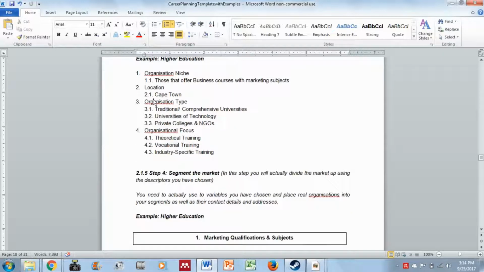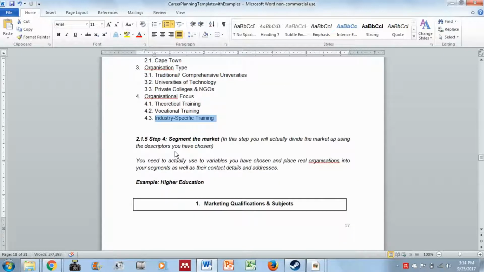Organizational type, you get traditional or comprehensive universities, you get universities of technology, and you get private colleges and NGOs. Those are the 3 different types. And then lastly, you get focus. You get theoretical training that's mostly focusing on theory. You get vocational training. CPUT does a bit more vocational training. And then you have industry specific training, like that AAA does for advertising. Okay, so those are my sub-variables.